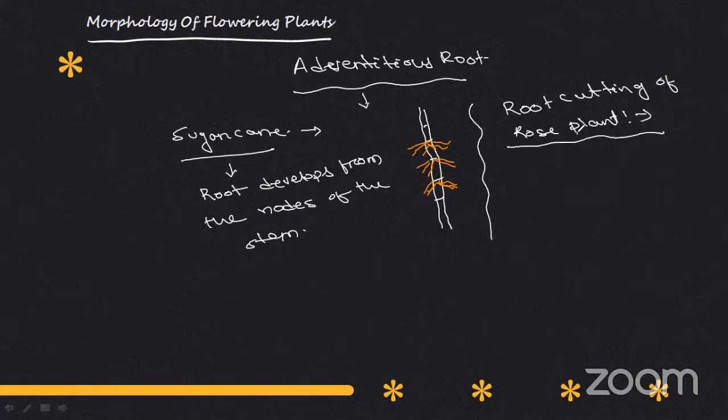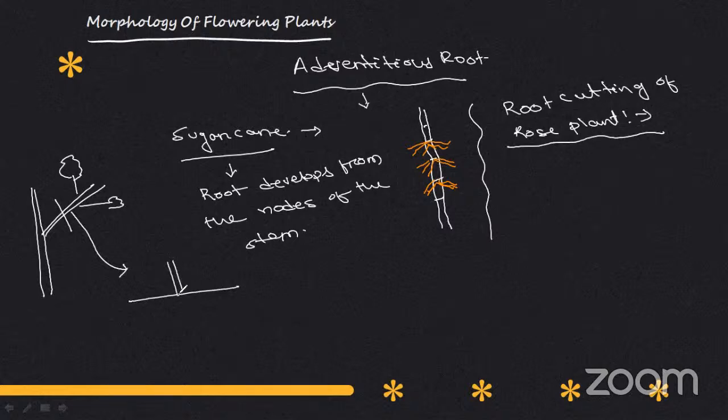Basically if we want to grow a rose plant, then what we have to do, we have to just cut a stem. Here there is presence of your rose flower, suppose, and this stem is cut and it has to be grown on the soil. Just we have to grow this on the soil. Then after some time, from this stem there will be development of the root. So in root cutting of the rose plant, the root is developed from the stem.